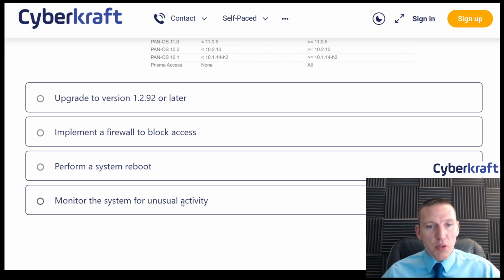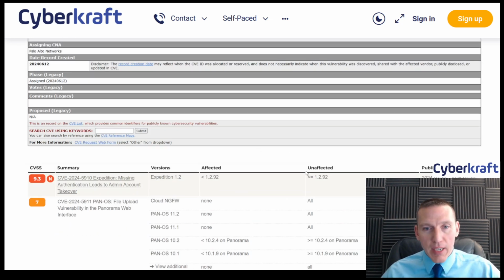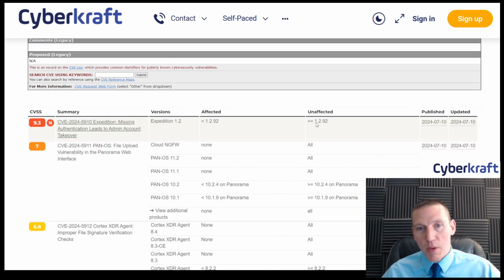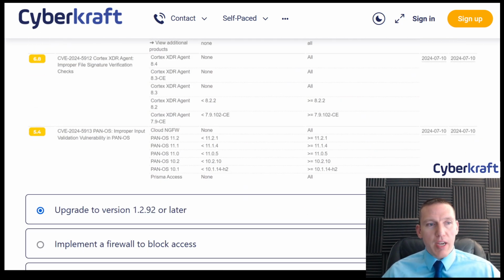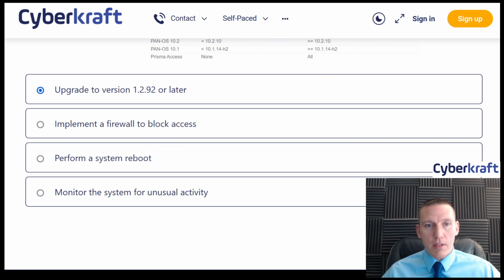Monitor the system for unusual activity. Well, you should always be doing that. But I think this one's pretty clear. Upgrade to this version, because if we upgraded the version, then it's not going to be affected. So pretty good. They're giving us a lot of information here that we don't necessarily need, but I think it's a good question. All right, let's keep going.